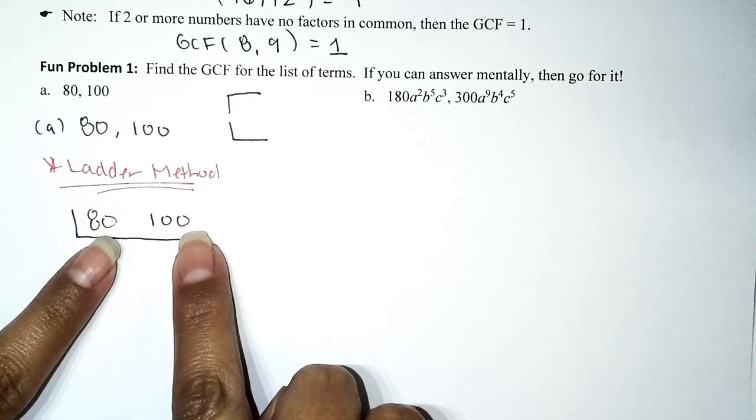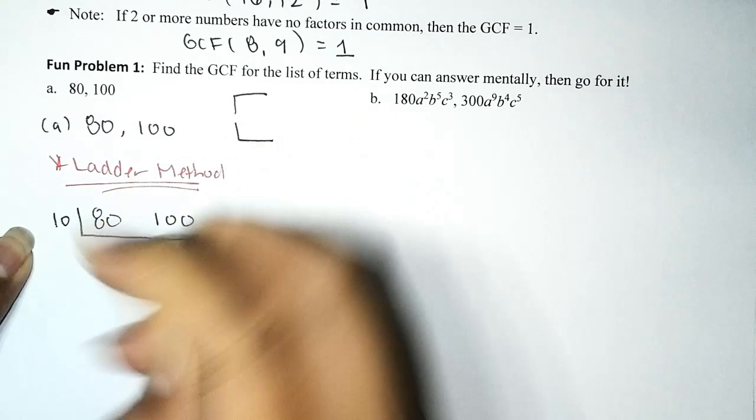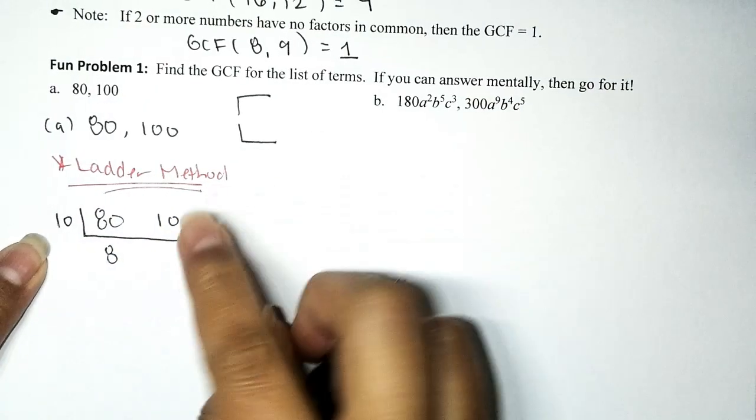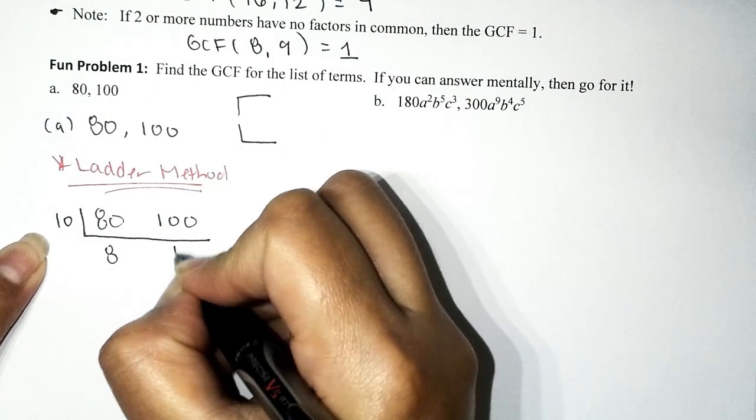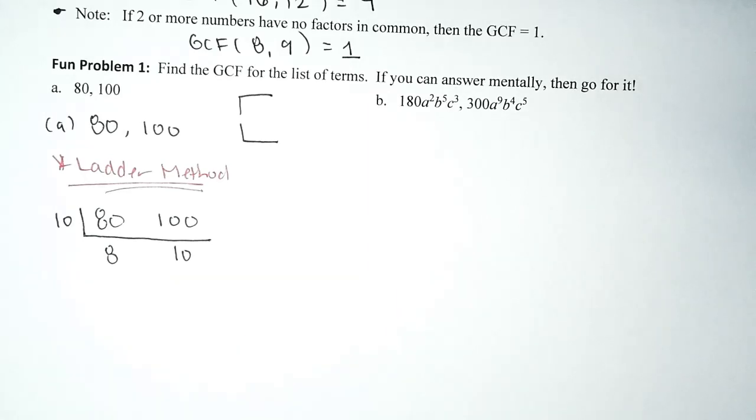Both of the numbers end in 0, so let's go ahead and divide by 10. 10 goes into 80 8 times. 10 goes into 100 10 times. How can we tell when we're done? You're going to keep on dividing until your leftovers don't have any more factors in common other than 1. So in this case, 8 and 10, we can divide by 2.